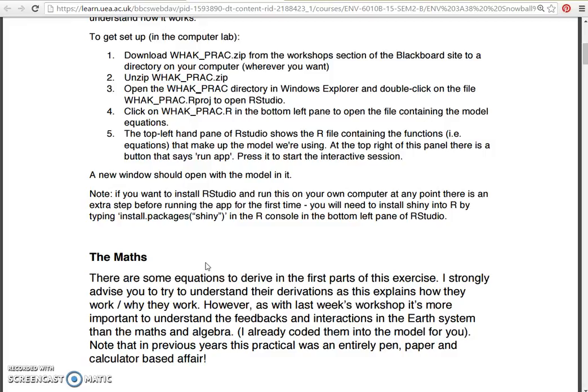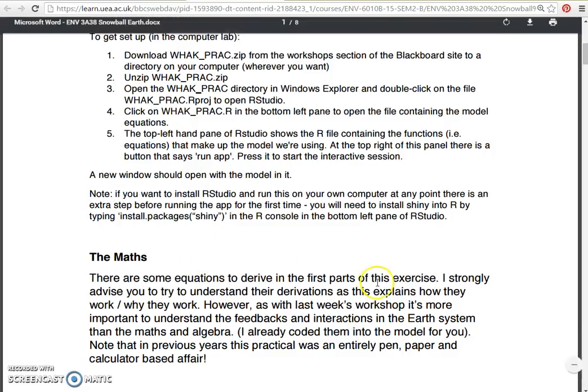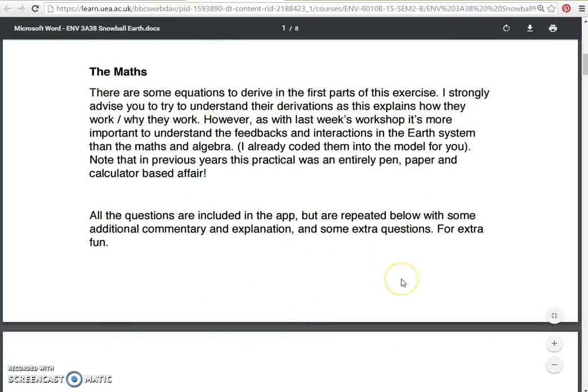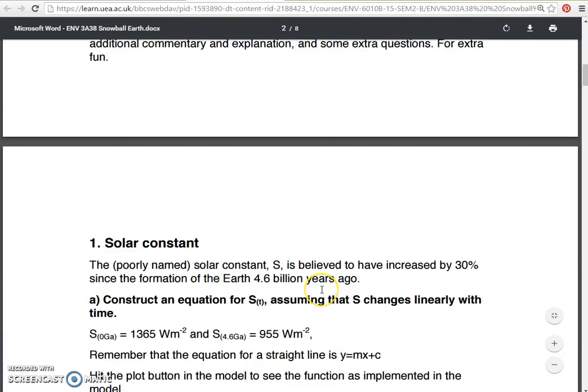So a whole practical got us through a Snowball Earth, whereas now we can cover energy balance, Snowball Earth, and carbonate silicate weathering feedback in one session, and the model also allows us to go on to investigate biological enhancement of weathering and volcanism, which was done in week 4. So the underlying maths and the equation derivations are great and useful for you to understand, but more important is that you understand the mechanisms underlying them. Hopefully that's what the second half of the session did.